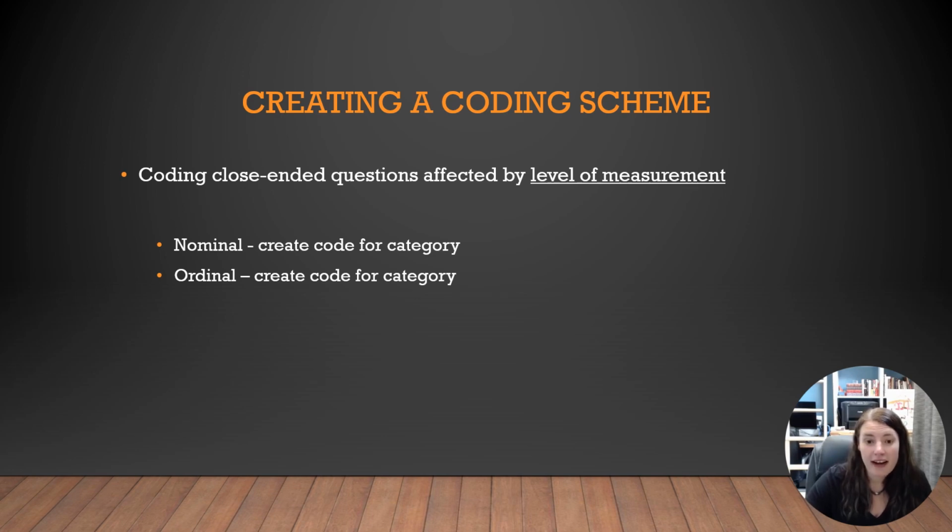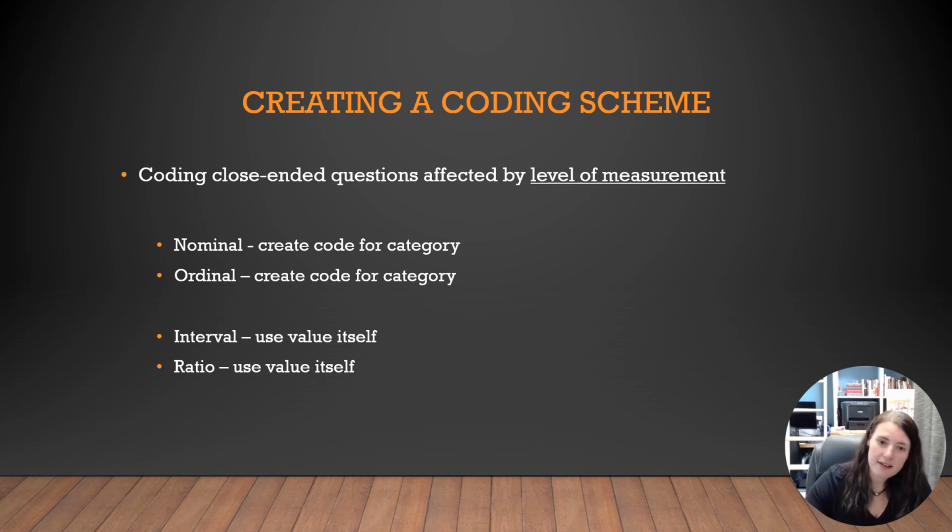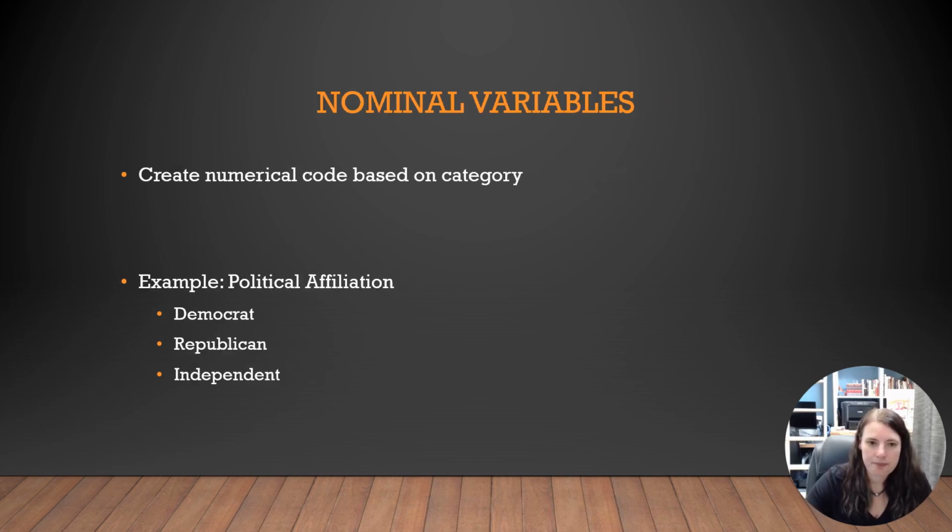Since both of these are categories, we're going to have to create a unique numerical code for each category. Interval and ratio are both numerical values themselves, with interval attributes able to go negative and ratio options having true zero. Since both of these are numeric in value, we can use the number itself as our coding scheme. Let's do some examples together to help illustrate this process.